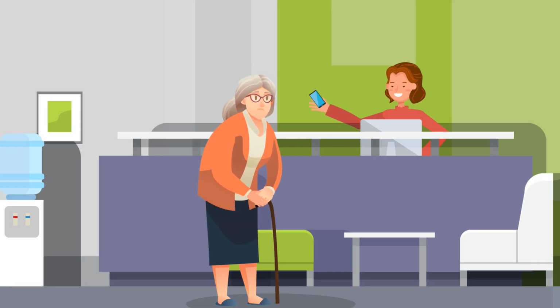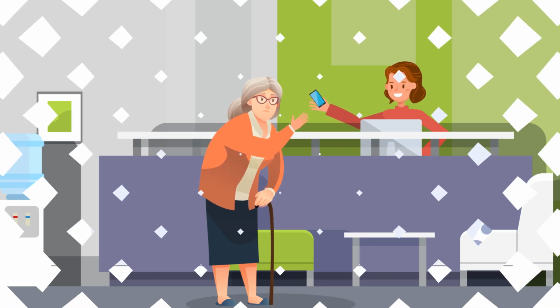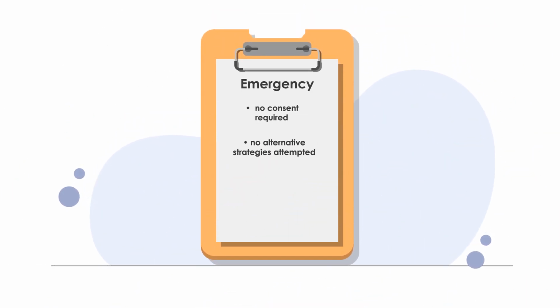4. Monitor the resident while the environmental restraint is in place to assess whether the restraint should be reduced or stopped. In emergency situations, trying alternative strategies and obtaining consent is not required at the time of the emergency.